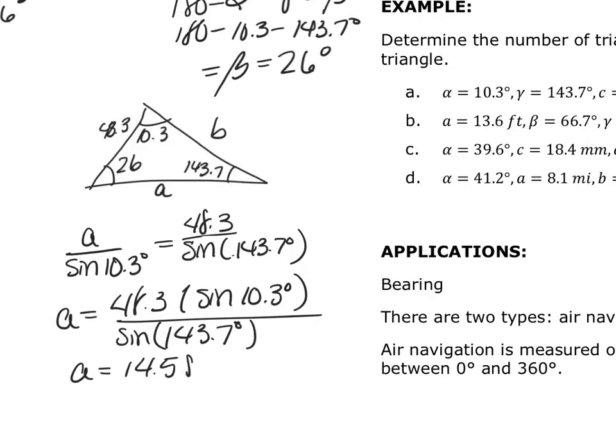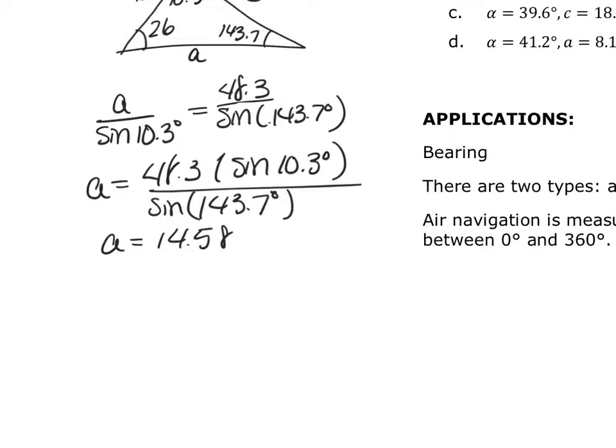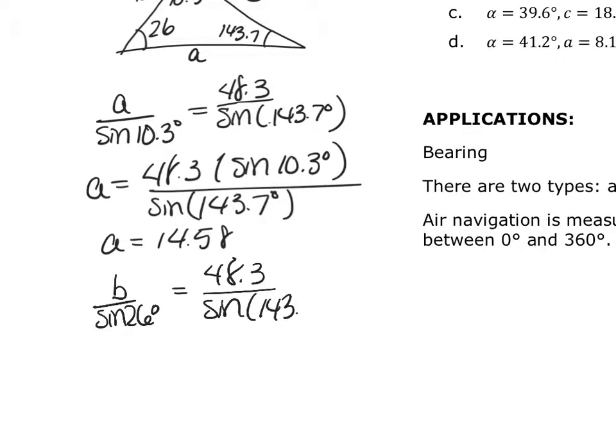14.58? Okay. This is not a right triangle. I cannot do a squared plus b squared equals c squared. This is not a right triangle, so I have to do the law of sines again. So I have b over the sine of 26 degrees is equal to 48.3 over the sine of 143.7 degrees.